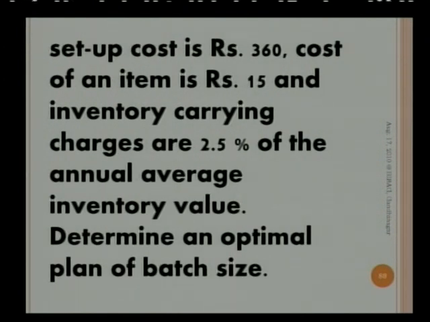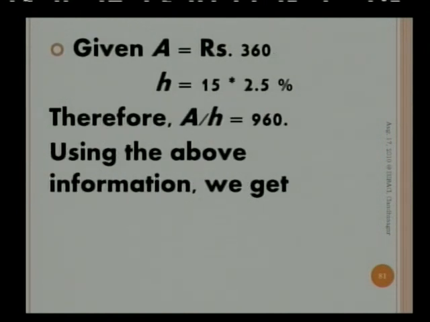Setup cost is given to us, that is 360 rupees, and the cost of a particular item is considered to be 15 rupees, and the inventory charges are considered to be 2.5% of the annual average inventory value, but the average inventory value is given to be 15 rupees, so it will be 2.5 multiplied with 15. So to find the optimal plan of the batch size, we proceed as A is equal to 360, H is equal to 15 into 2.5 as I said, and so from that we have the value of A by H to be 960.